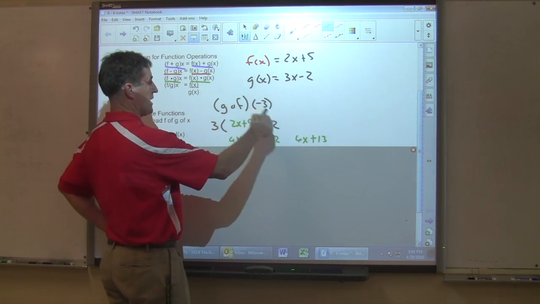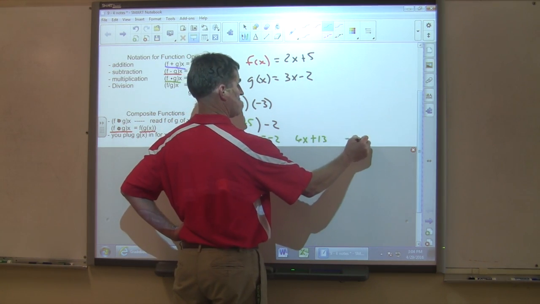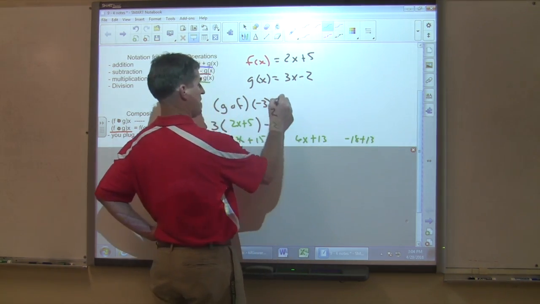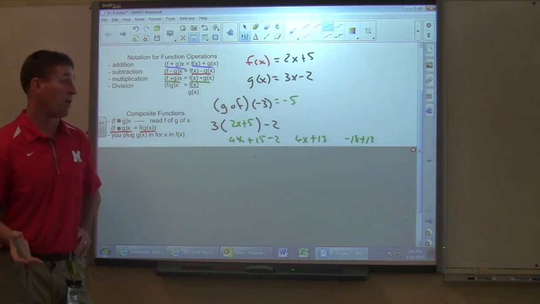And now I plug in the negative 3. So 6 times negative 3 is a negative 18 plus 13. So this equals negative 5. That would be one way to do it.